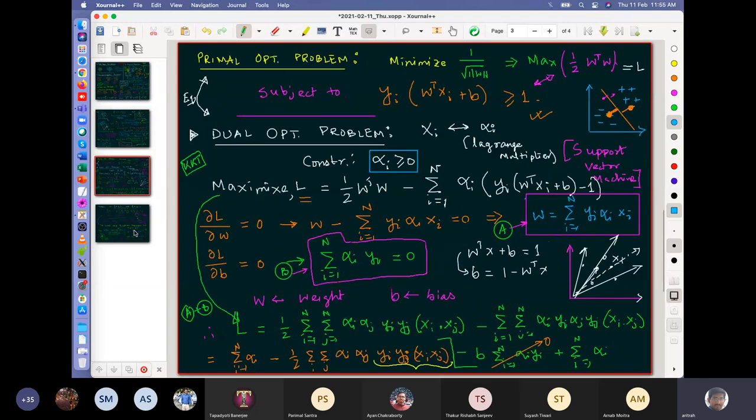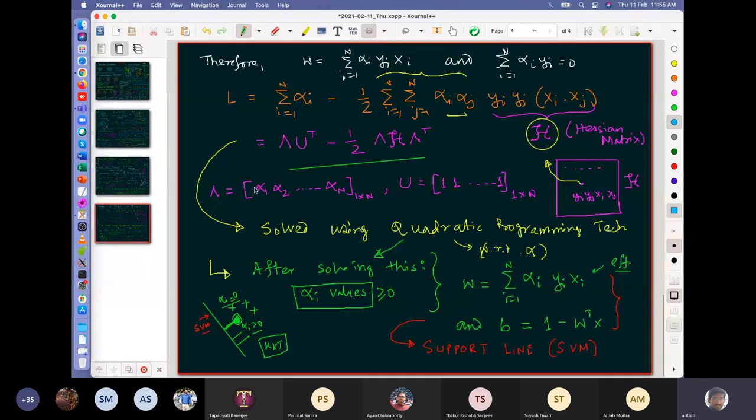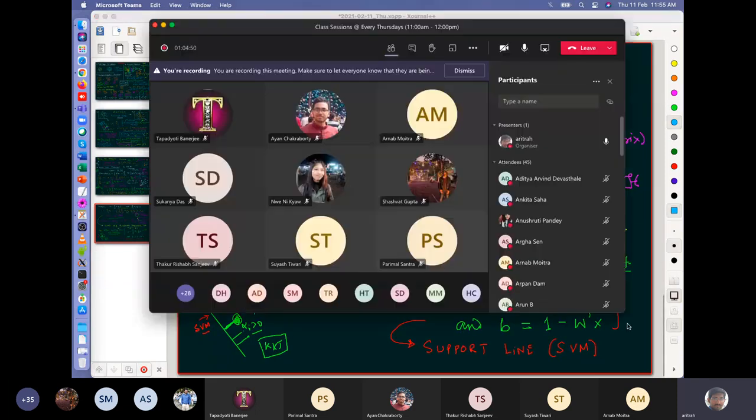To minimize the distance, we need to convert it into an optimization problem, from the primal to the dual problem. That conversion gives us a tool, quadratic programming, with which I can solve the quadratic equation, get the W's, get the B's, and get my line done. So that's it.